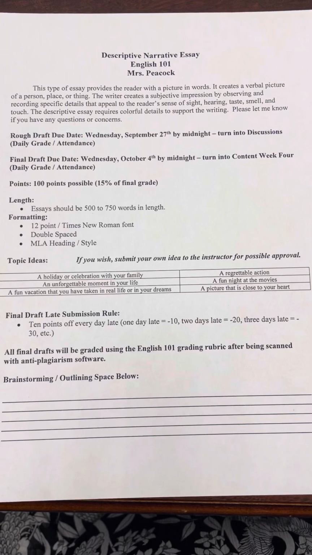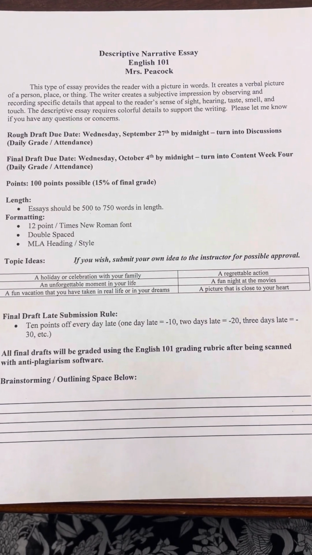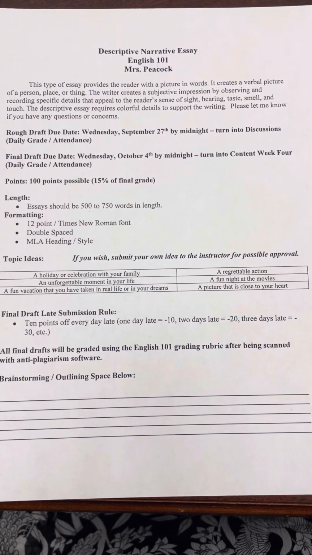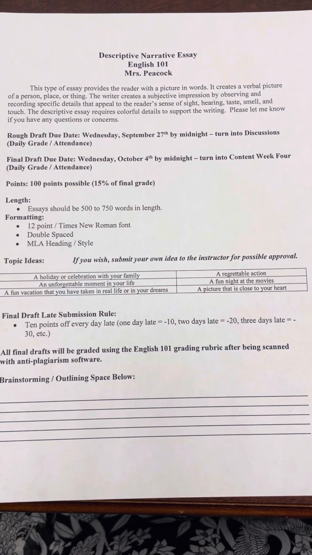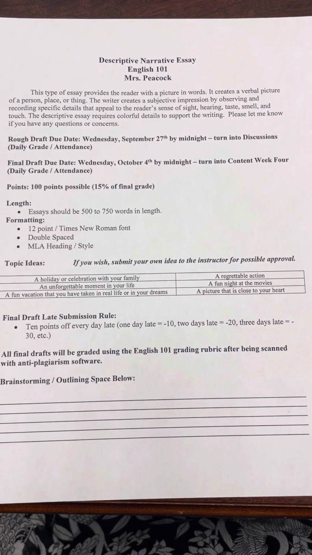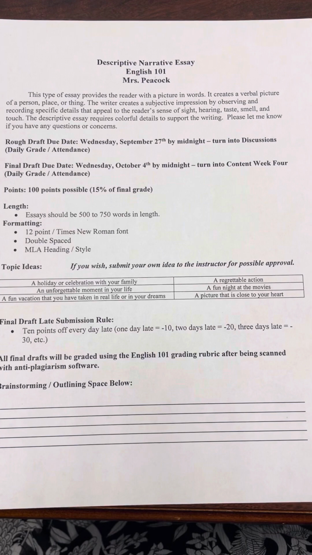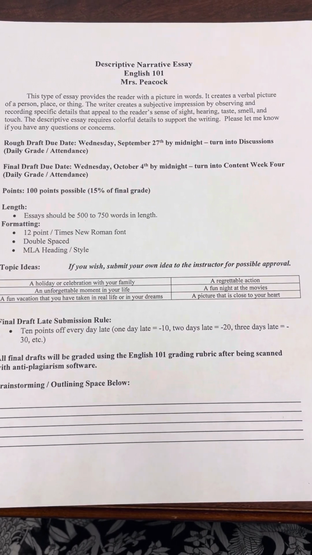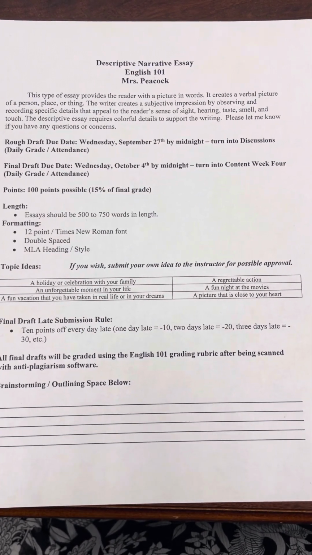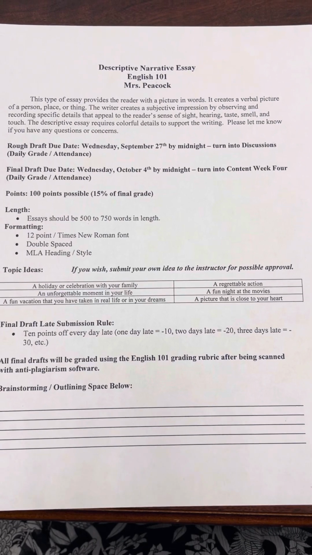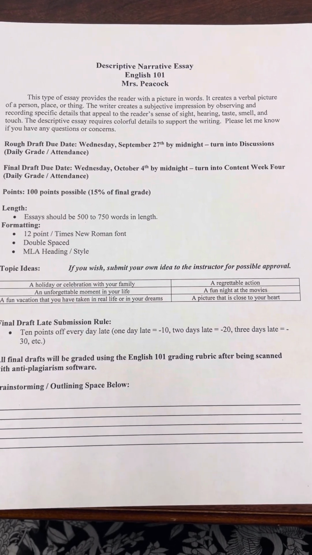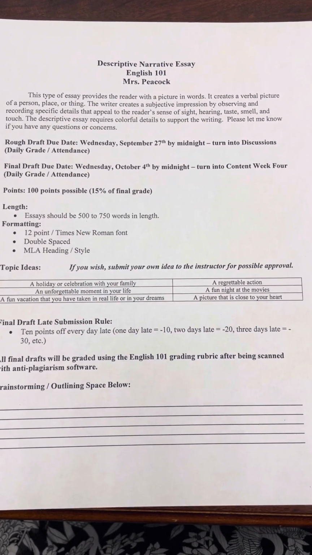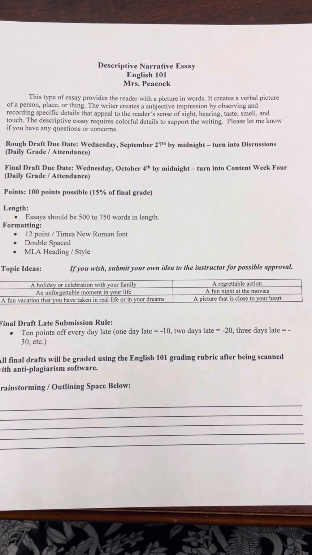All your final drafts are going to be graded using the English 101 grading rubric. I always have that attached on the Getting Started page of Blackboard. So if you do have any questions about the grading rubric, please let me know. But that is what our English department uses to grade English 101 and 102 essays. And I do grade electronically. So you guys will submit in the content area of Blackboard, and then I will grade it through that rubric.